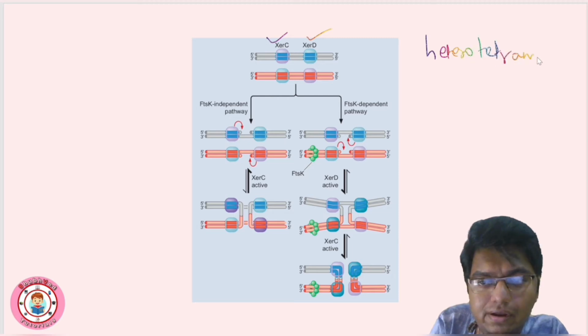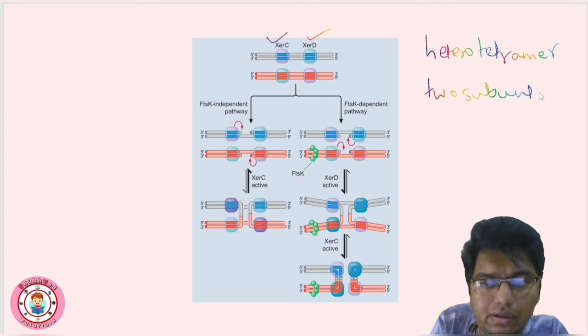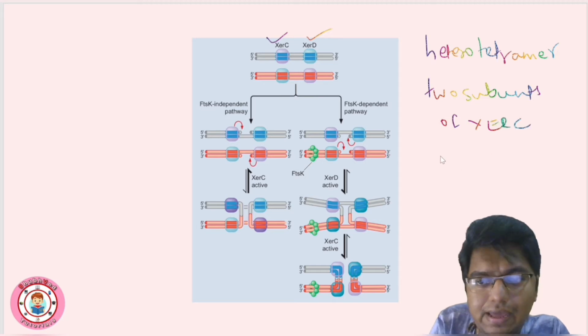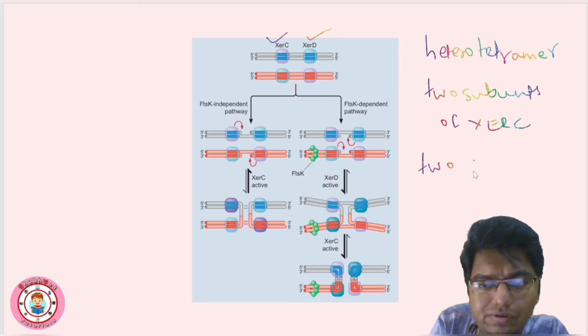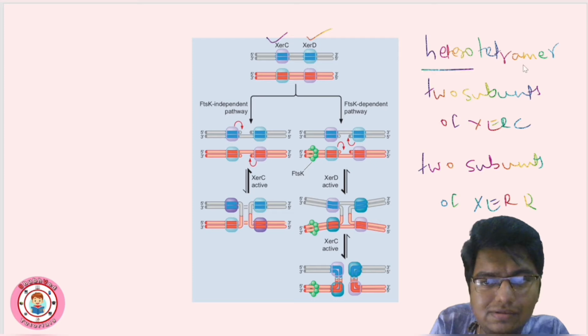Tetramer means four subunits are there: two subunits of XerC and two subunits of XerD. So this is the heterotetramer structure.